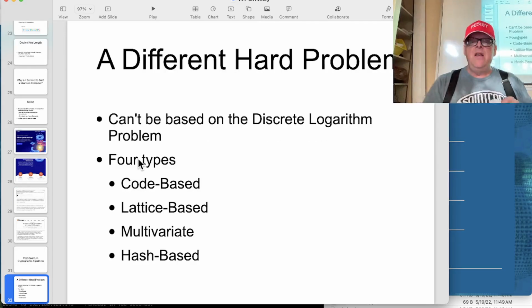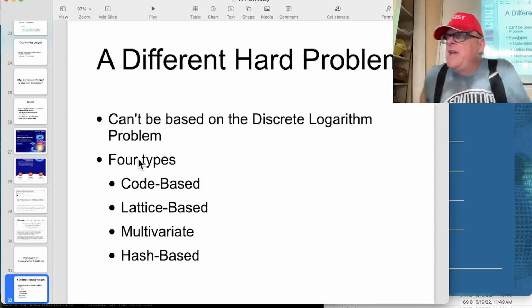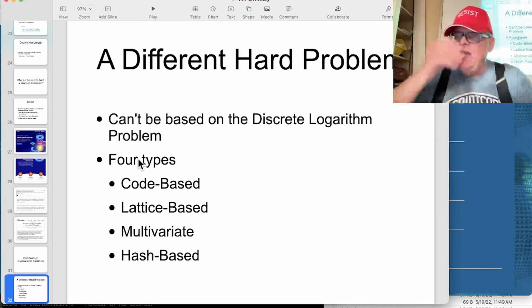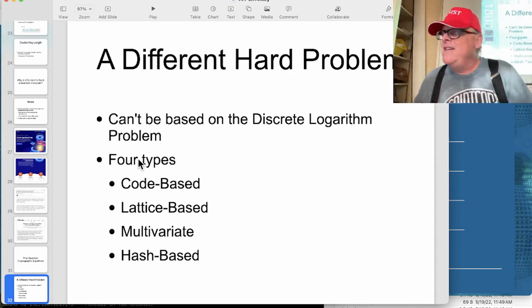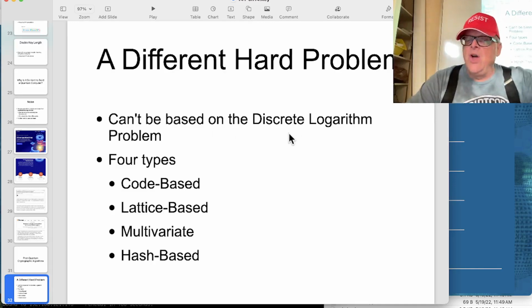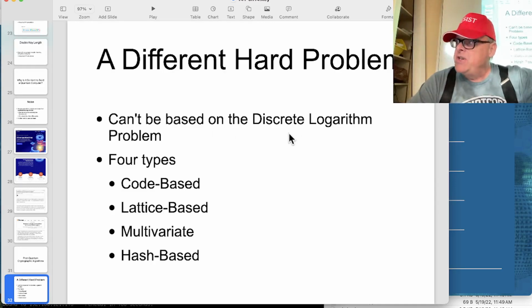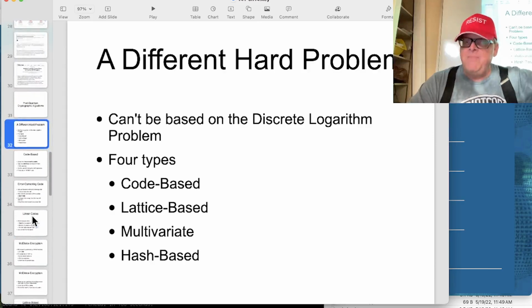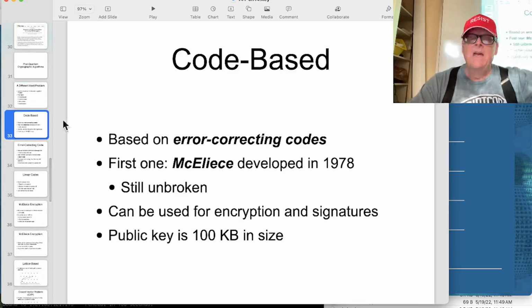So you need to have a different hard problem. Remember, all encryption requires a hard problem. You want breaking in without the key to be the hard problem. And so you can't use the discrete logarithm problem anymore, which is what all the current systems use. So there's 4 types: code-based, lattice-based, multivariate, and hash-based are the 4 types of hard problems that cannot be broken by quantum computers. So code-based is based on error-correcting code.